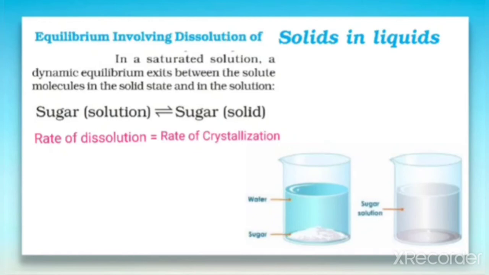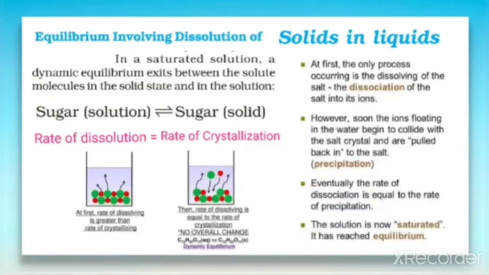In the case of solutes like salts, we can explain this in this way: in the first stage only dissociation of the ions is taking place. That means the only process occurring in the beginning is the dissolving of the salt, that is, the solute is only dissolving.